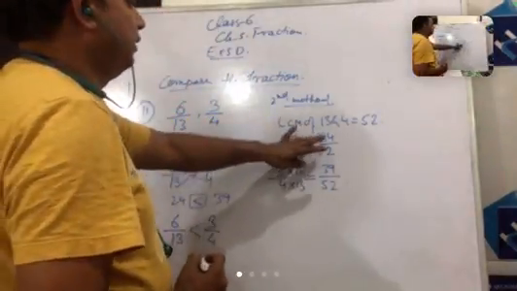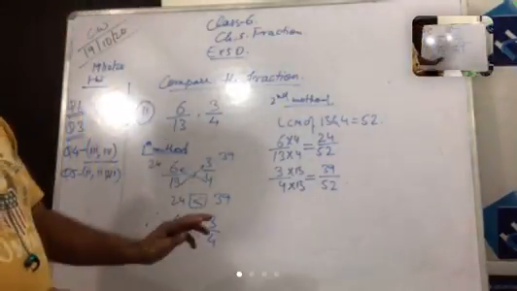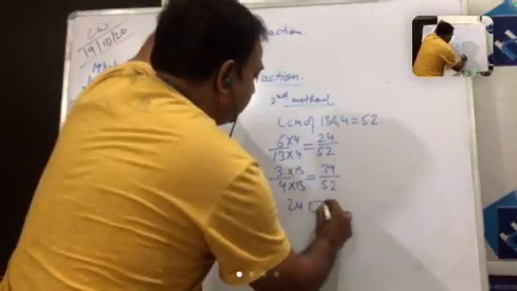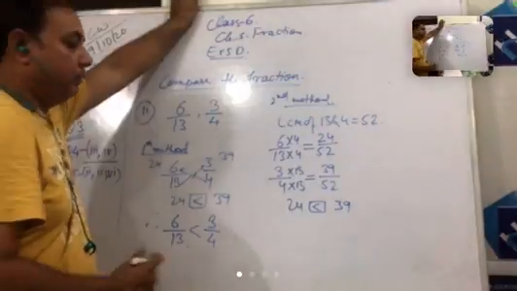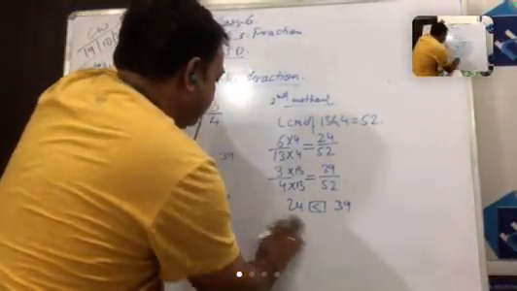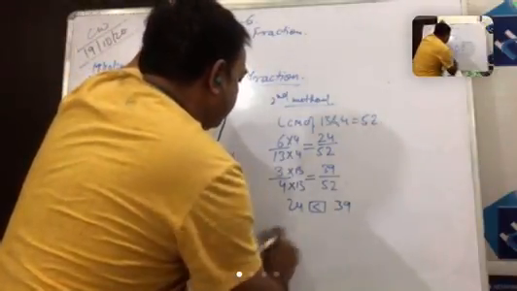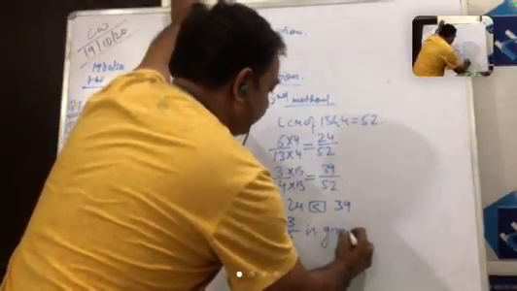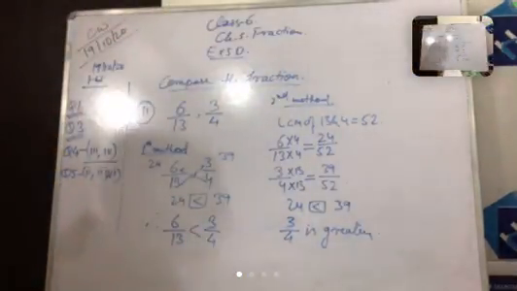Now 24 upon 52 and 39 upon 52 are like fractions. So you can see 24 and 39. We know that 24 is less than 39. Therefore, 3 upon 4 is greater. Now clear?